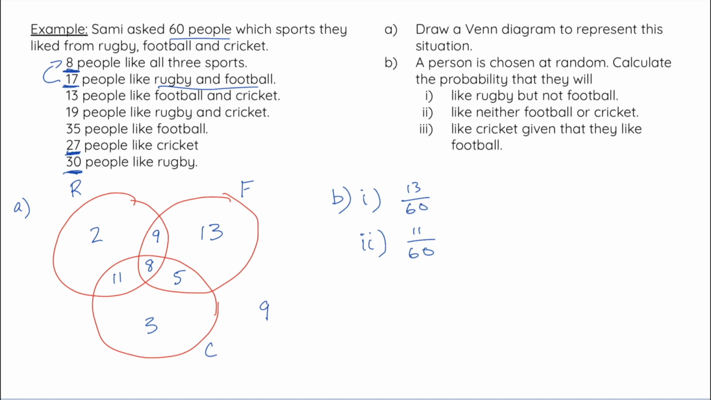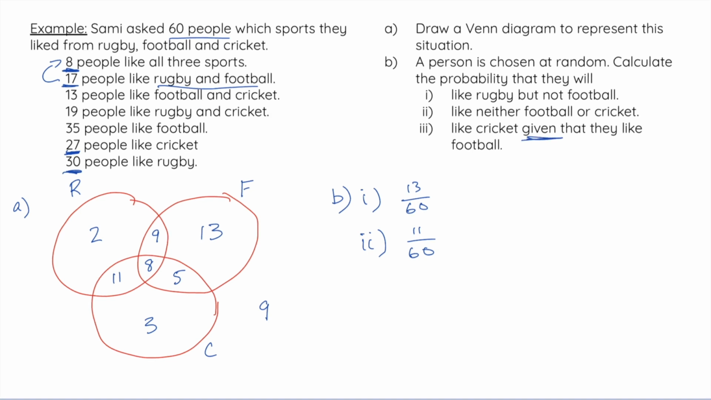The last one is, again, a conditional one, but with Venn diagrams, we can treat conditionals a little bit differently. So we know that this person likes football, which means they're inside the football circle. And we know there's 35 people inside the football circle. And we want to see how many of these people like cricket, given that they like football. So out of the 35 people who like football, how many like cricket? Well, it's these 2 groups of people here. So it's 13 people, and this ends up being 13 out of 35.